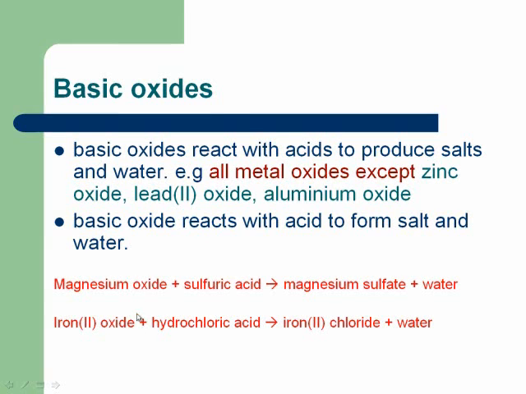Below are two examples of basic oxides reacting with acids. The first one, magnesium oxide. Yes, it's a metal oxide, so it's a basic oxide. It can react with sulfuric acid to give you salt and water.